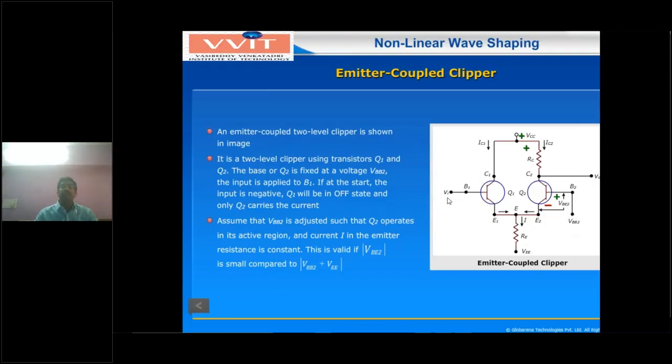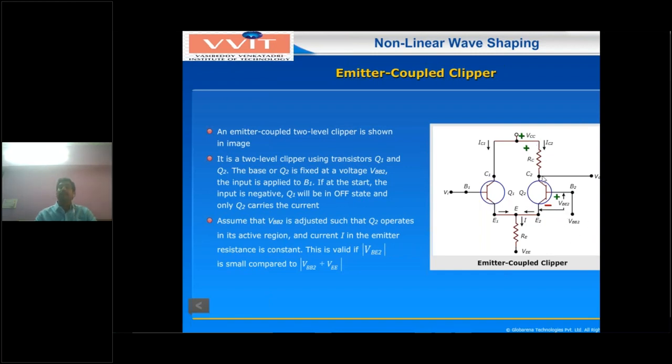Whenever the input voltage is at its negative peak, applied at the base of Q1, transistor Q1 automatically goes to the cutoff condition, and then Q2 will be in the active condition. Likewise, you select VBB2 as a supply voltage, which means transistor Q2 will be in the active region. So Q1 will be off and Q2 will be on because of the bias voltage VBB2.